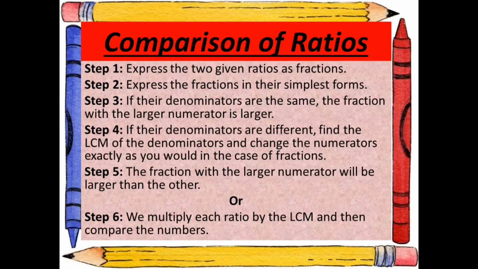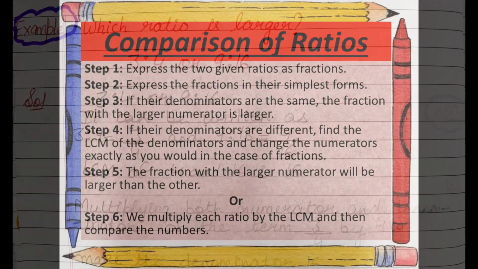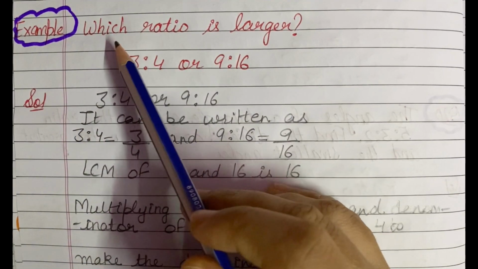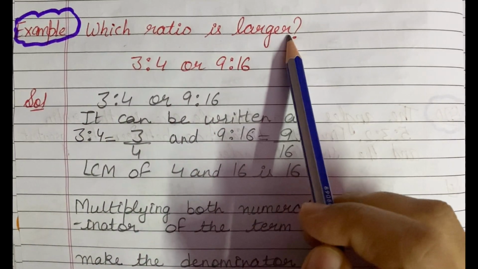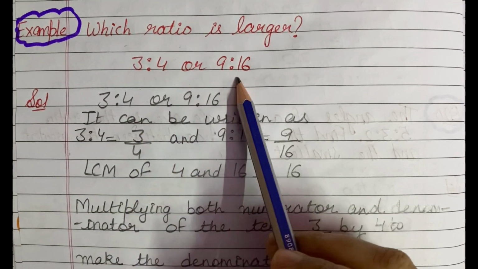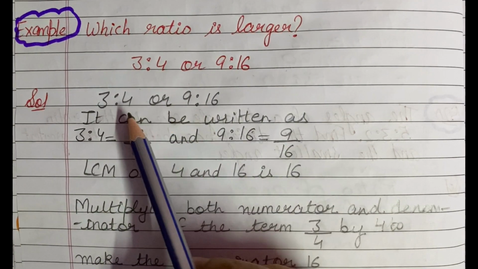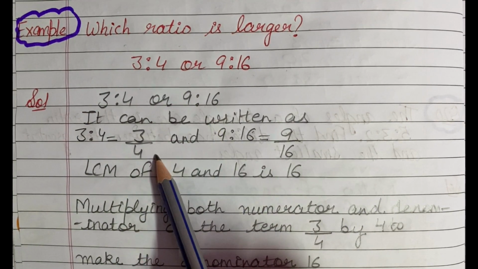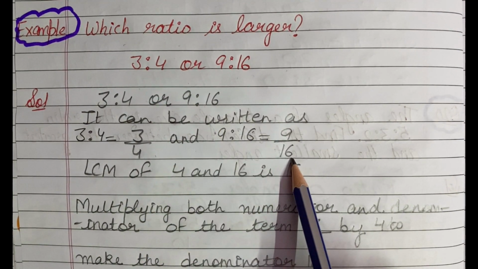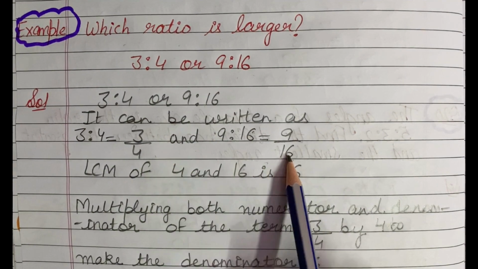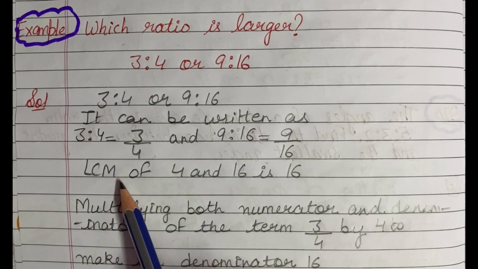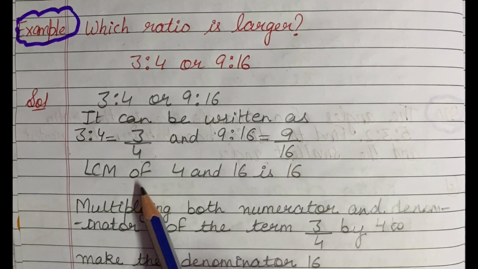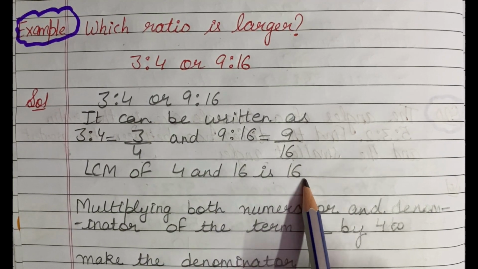Now let us see this with the help of an example. The example says that which ratio is larger, 3:4 or 9:16. Now students, 3:4 or 9:16 can be written as 3/4 and 9/16. Now here the denominators are different, so firstly we will find the LCM of 4 and 16, and the LCM of 4 and 16 is 16.